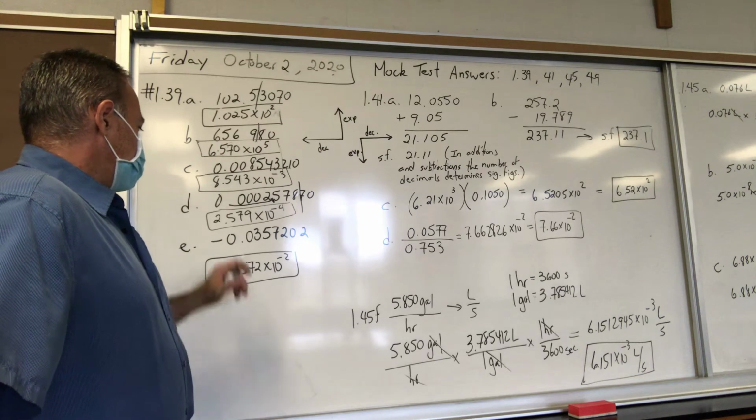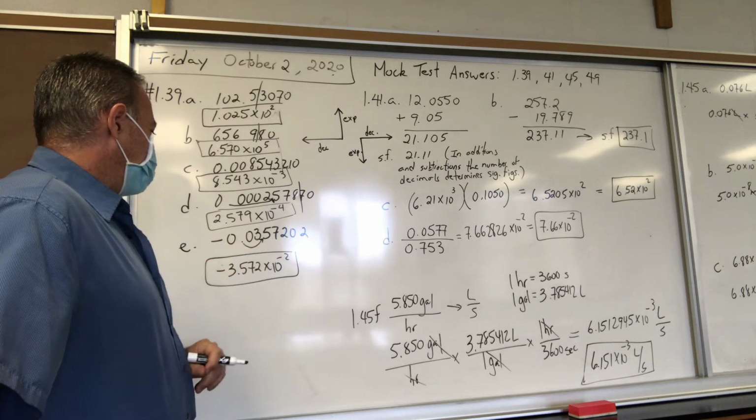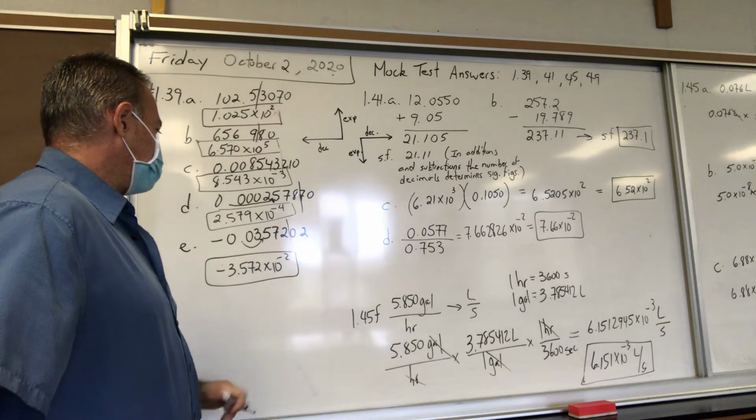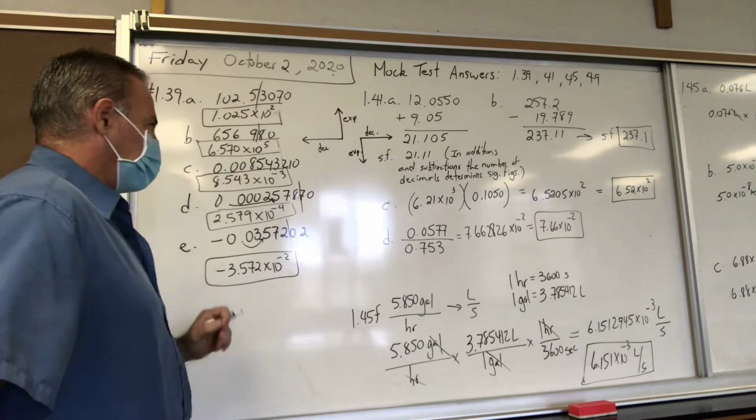The last one is going to be pushing the decimal from here to between the 3 and the 5, and we're going to cut it off here. So we're going to get 3.572 times 10 to the negative 2. Don't forget to put your minus sign.